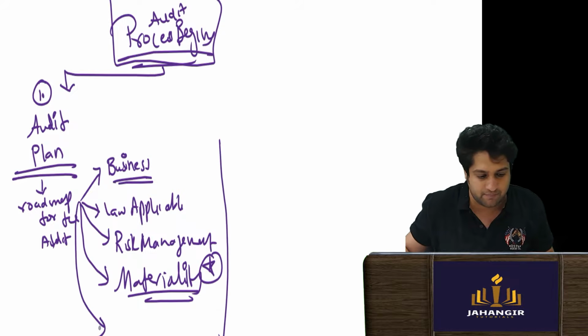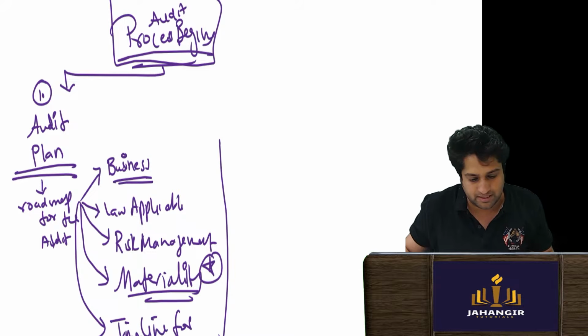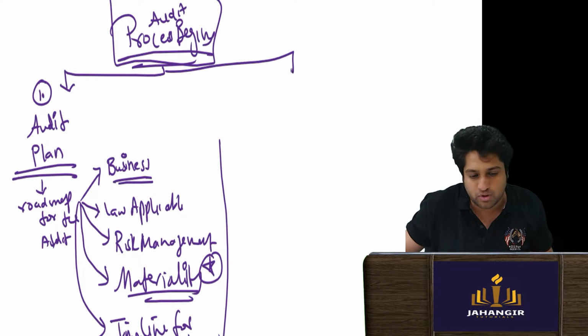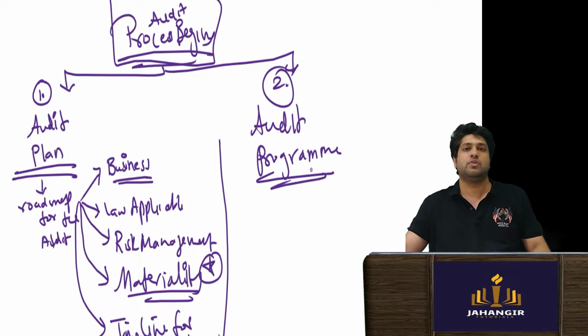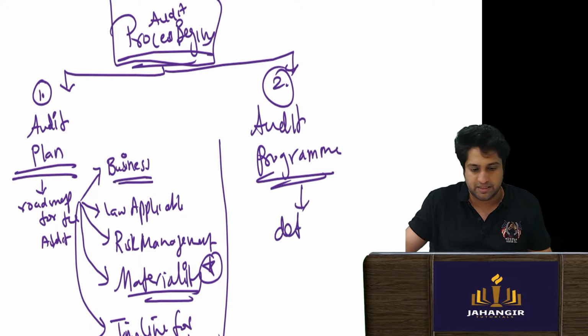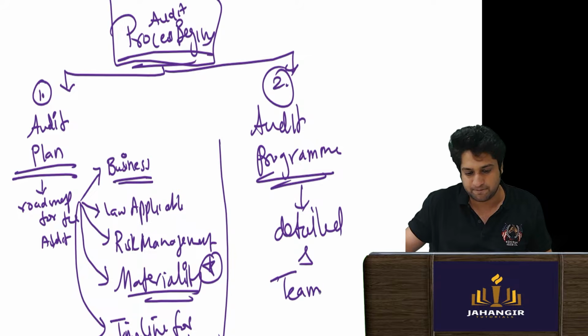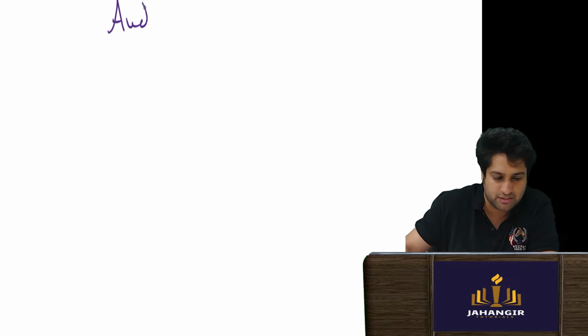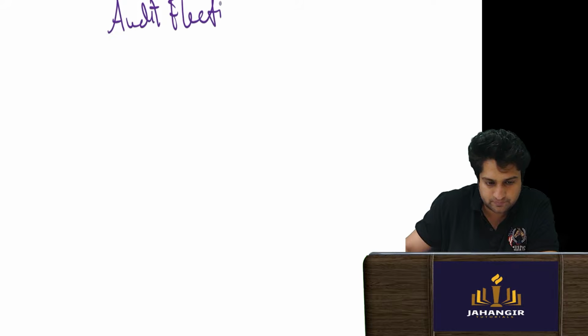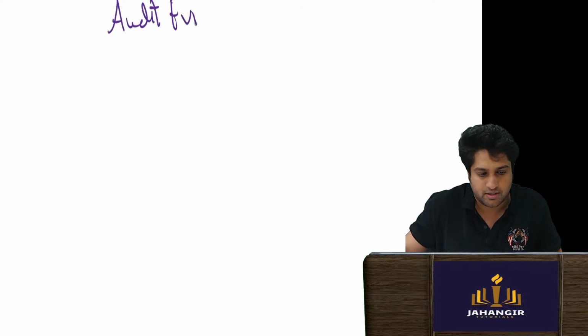Then you will say the timeline for the audit, by when it will get over. Then comes a more detailed structure called an audit program. The audit program will be more detailed, and team specific. It means they will tell which staff does what. So now they will talk about audit collection, audit evidence.